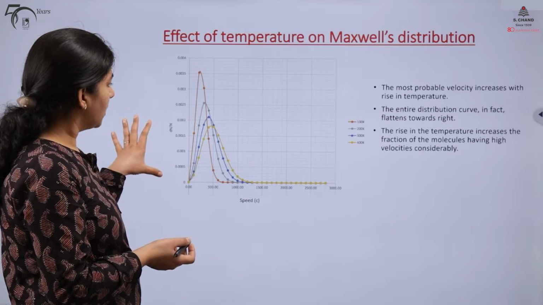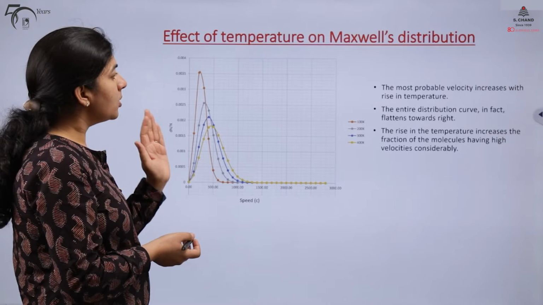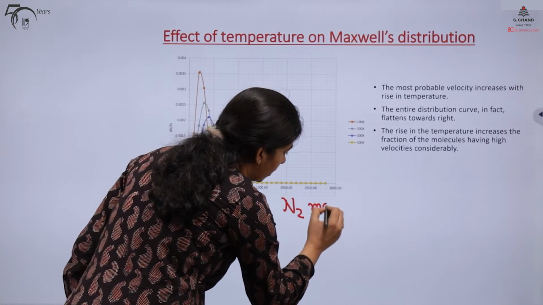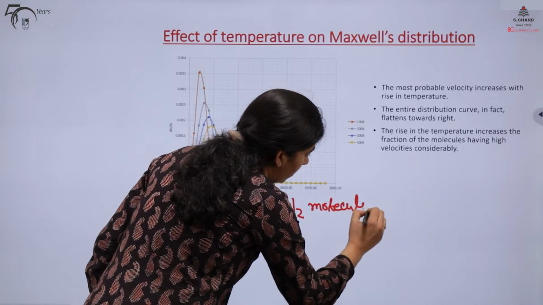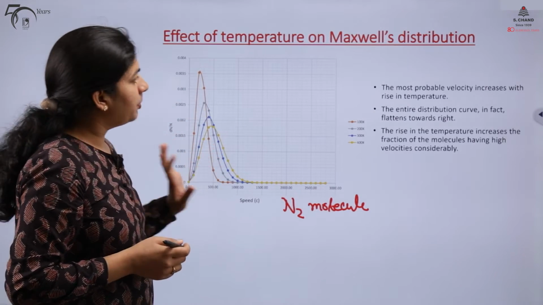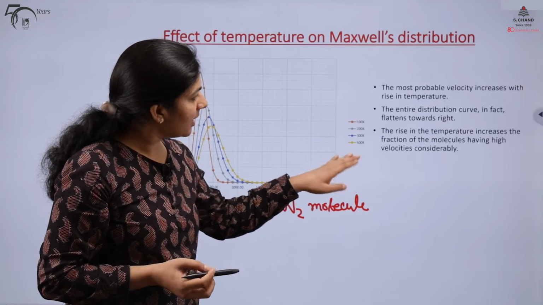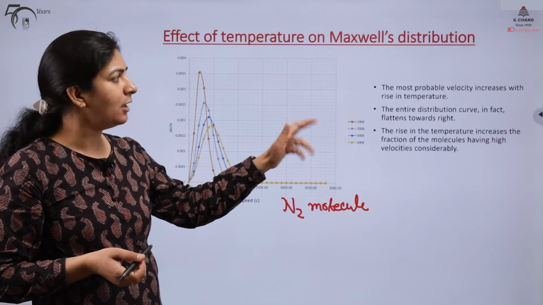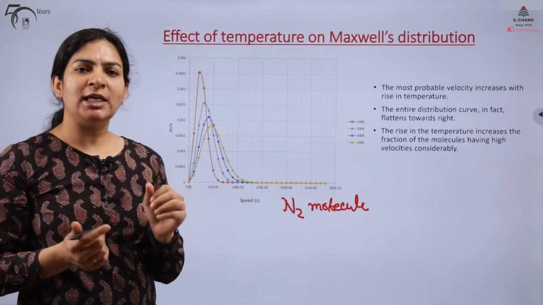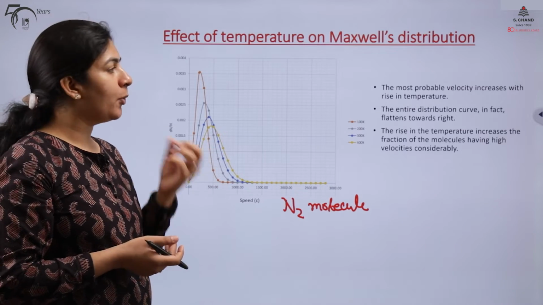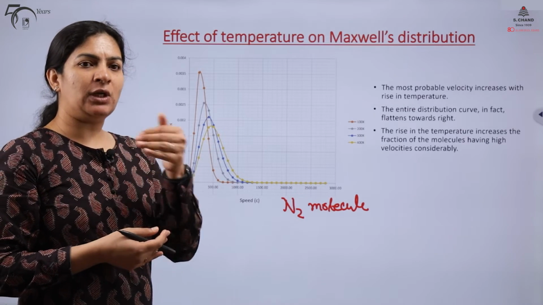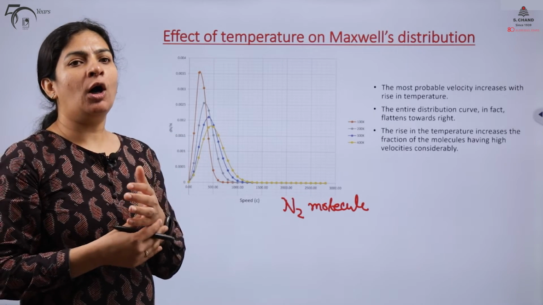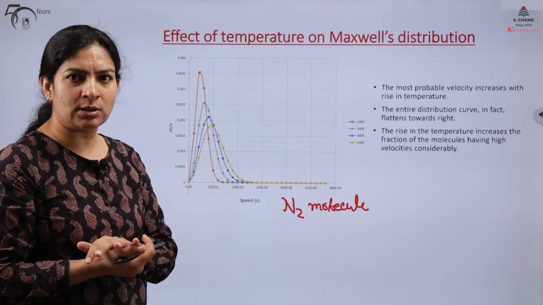These curves I have plotted for one molecule. These have been plotted for the nitrogen molecule at different temperatures. So what are those different temperatures? It has been plotted at 100 Kelvin, 200 Kelvin, 300 Kelvin and 400 Kelvin. Now these curves have been specifically plotted to see what effect increasing or decreasing the temperature will have on the distribution of molecular velocities, right?